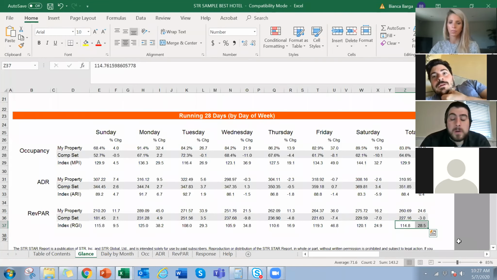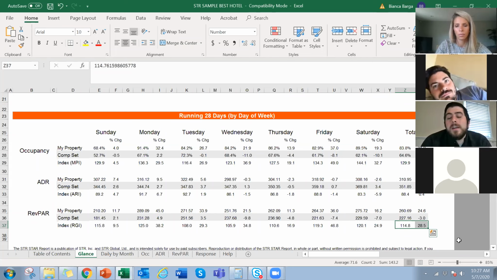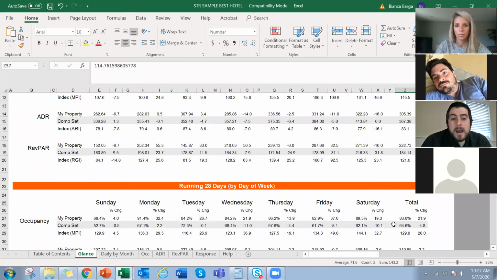Conversely, if we're seeing a running 28 with a negative RGI, but we have a 1 week that's really good, we're saying, okay, we did good this week. We know why we did good. Let's try to continue that and turn this running 28 around. So those are both really 2 strong sections to look at on this glance tab.